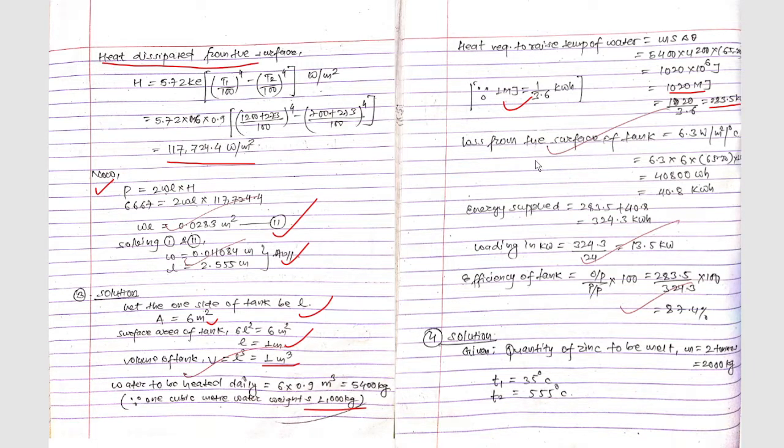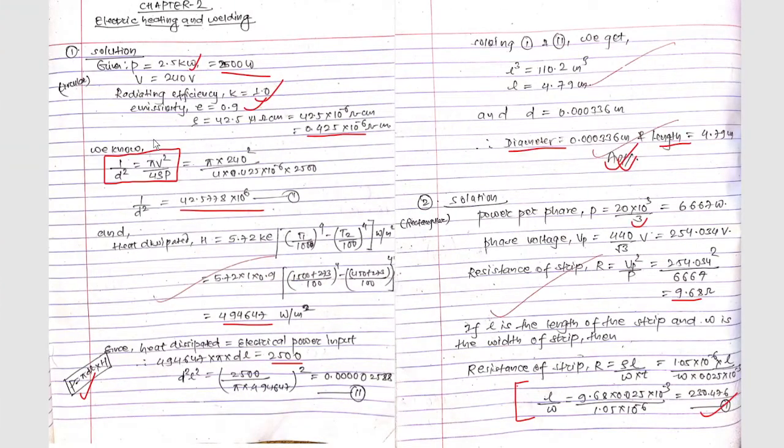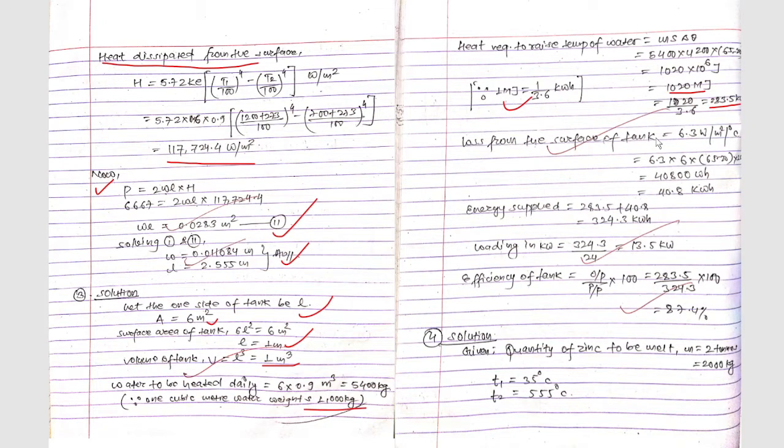Now the losses from the surface of the tank. In question number 3, the losses per square meter of tank surface per 1 degree Celsius temperature difference is 6.3 watt. So 6.3 watt per meter square per degree Celsius is given. So 6.3 into per meter square, the area is 6 meter square, so into 6, into per degree Celsius, and here the temperature difference is 65 minus 20 per degree Celsius.